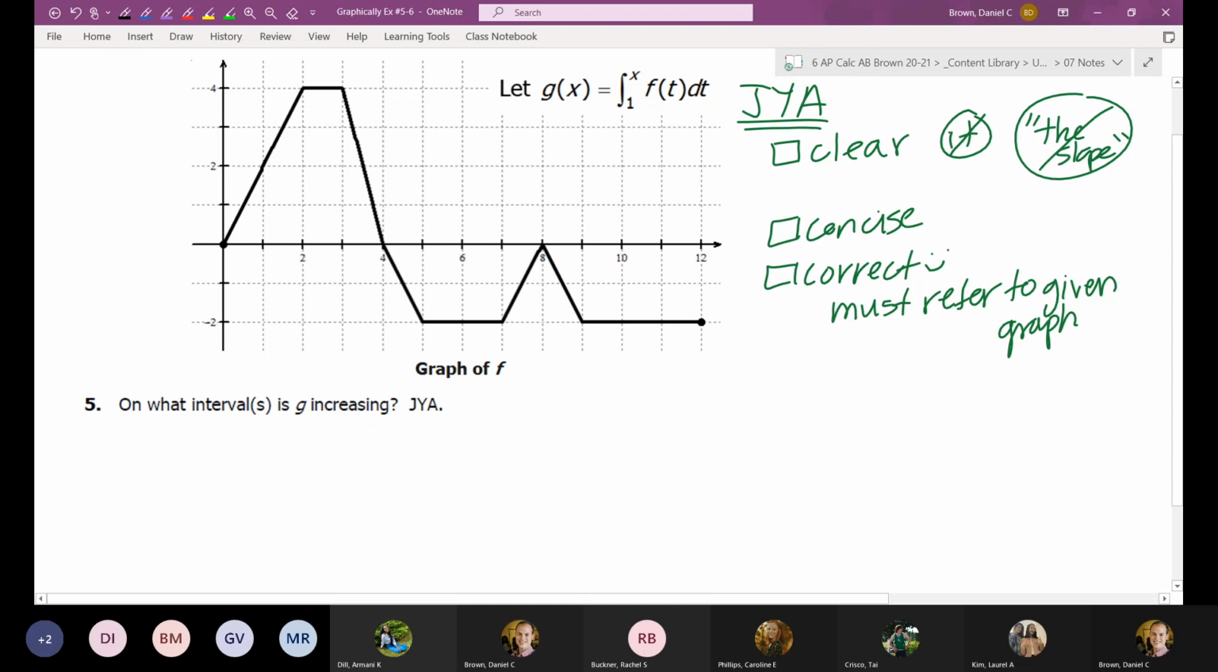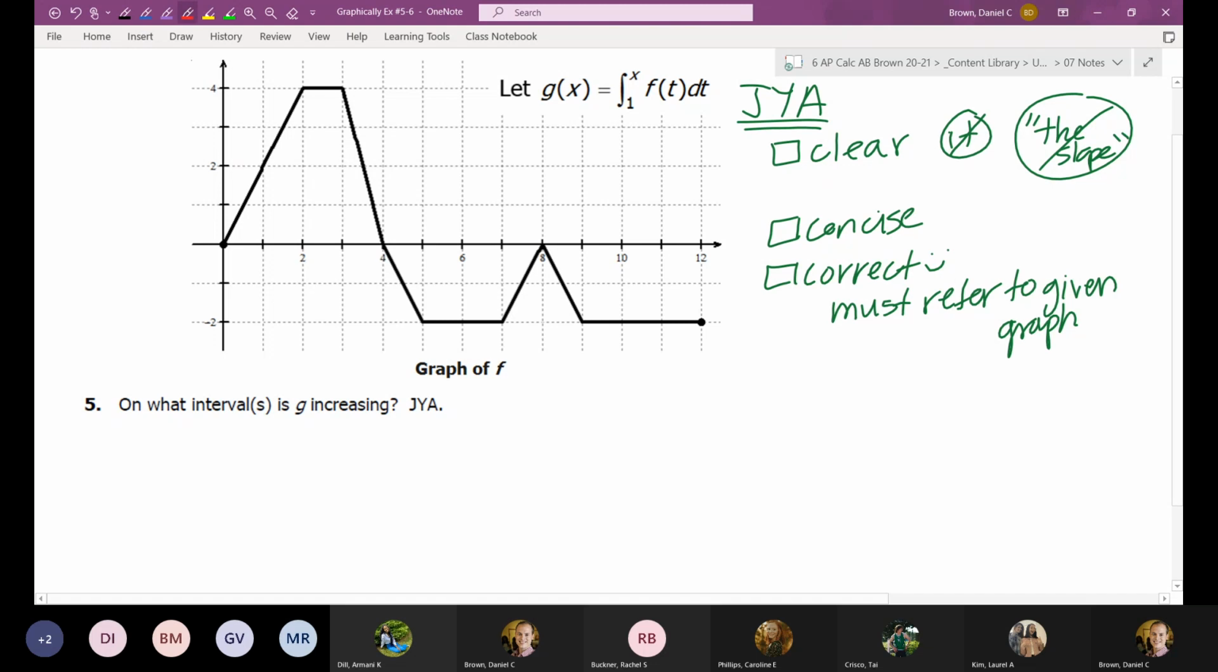And what do I mean by refer to the given graph? Every single answer we provide is going to have to mention f. We can't talk about f prime, we can't talk about f double prime, we can't even just talk about g. We're going to have to talk about f somewhere in our answer.